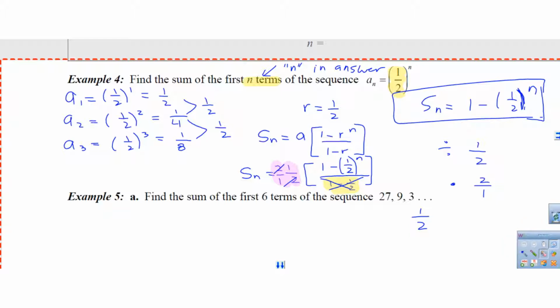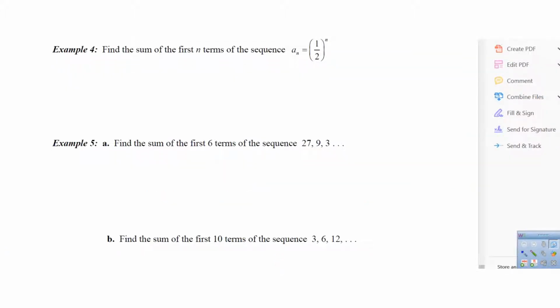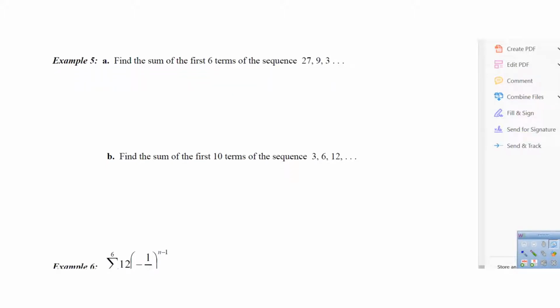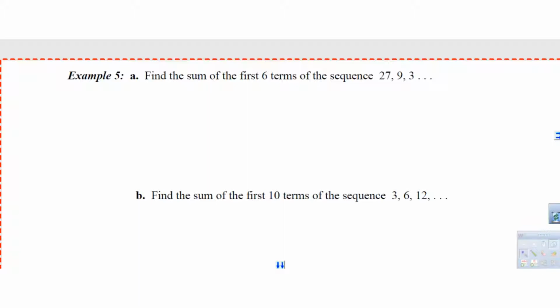Okay, let's do 5a. Find the sum of the sequence. First of all, find the sum of the first 6 terms. Look what I do. 27 subtract 18 is 9. Is 9 subtract 18 3? No, it's not arithmetic. So I go, okay, it must be geometric, and my numbers are getting smaller.